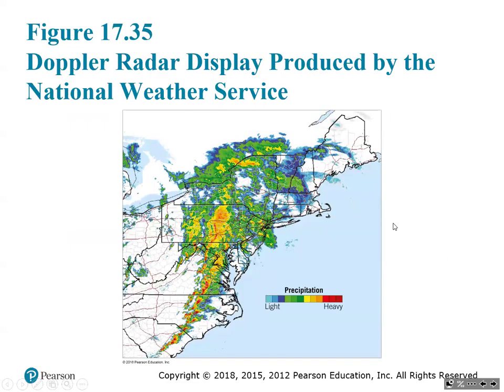So here is a Doppler radar display showing precipitation. This is produced by the National Weather Service. Here are places with light to heavy precipitation. There are more big rain droplets where it's redder and fewer where it's bluer. And also with Doppler radar, by using the Doppler effect, you can measure how clouds move. So you can measure things like rotation, which lets you see if something is maybe going to turn into a tornado, which is always a good thing to know.